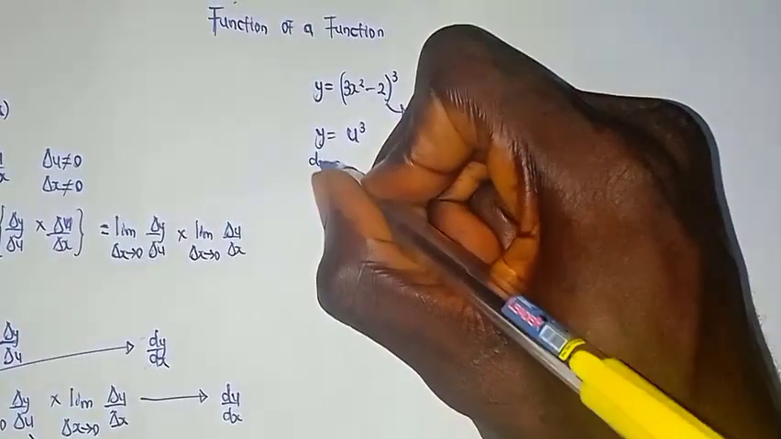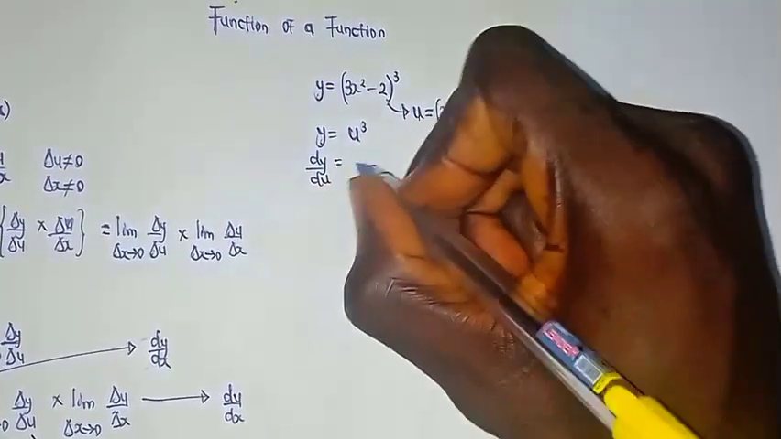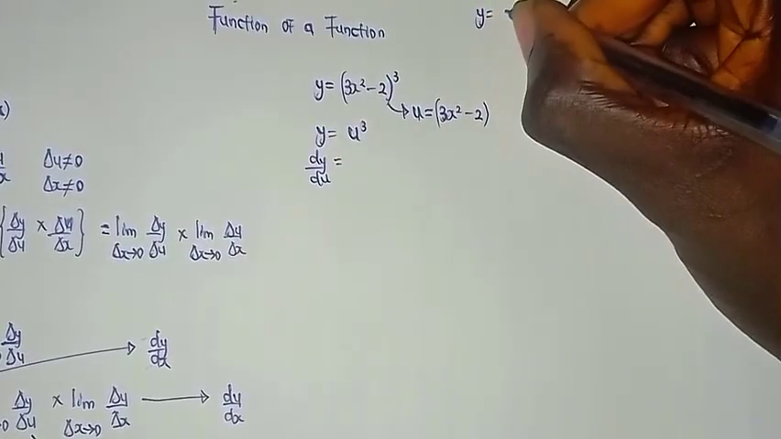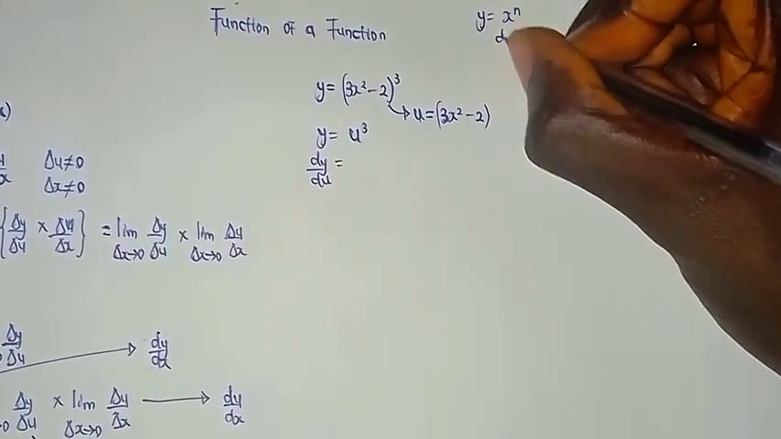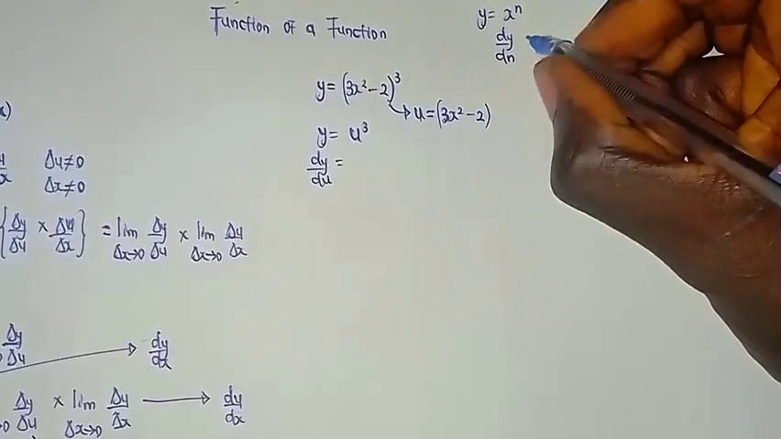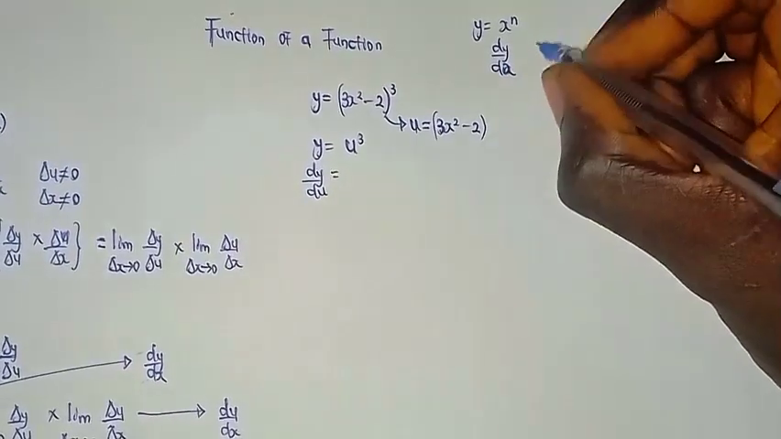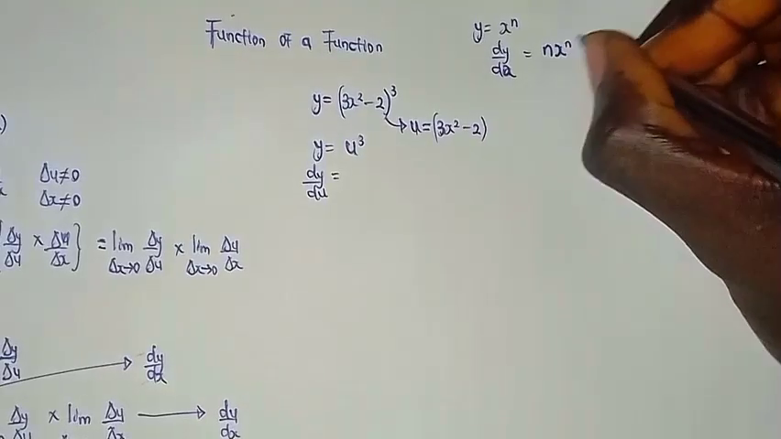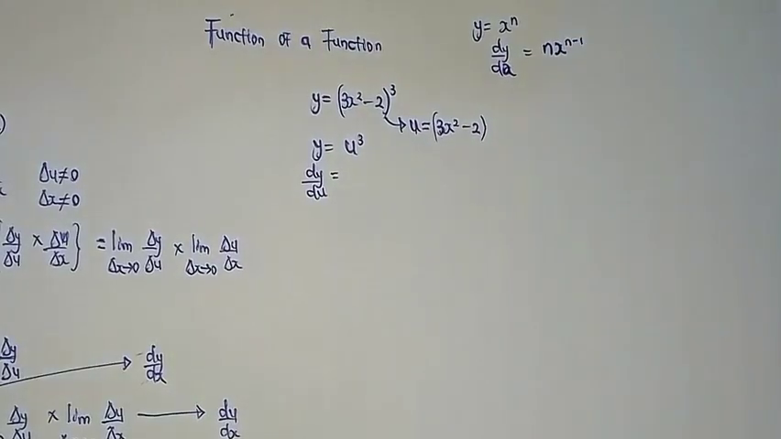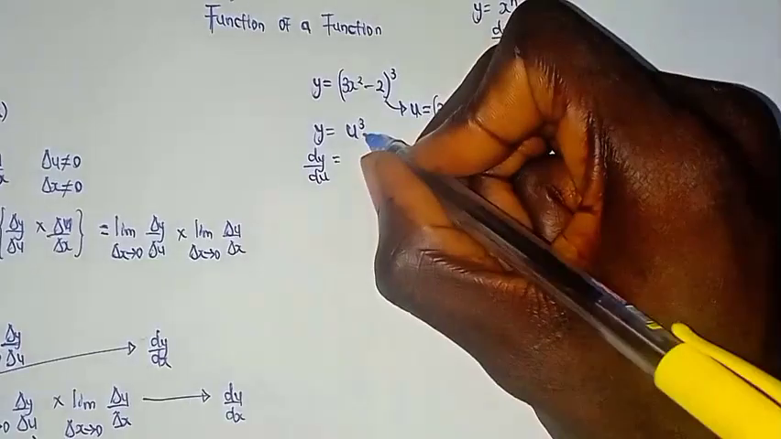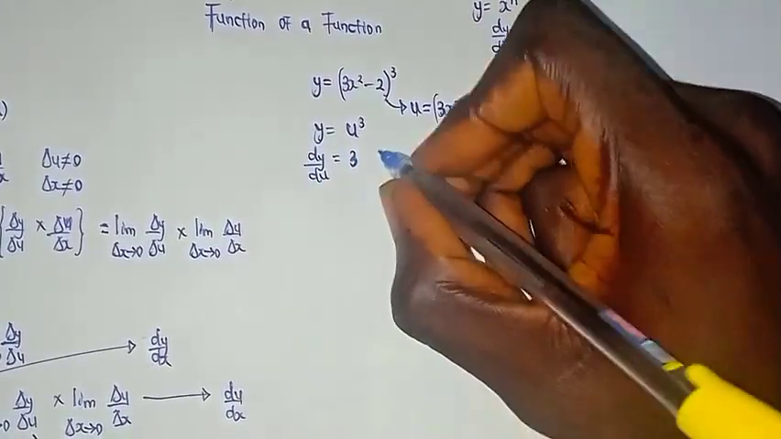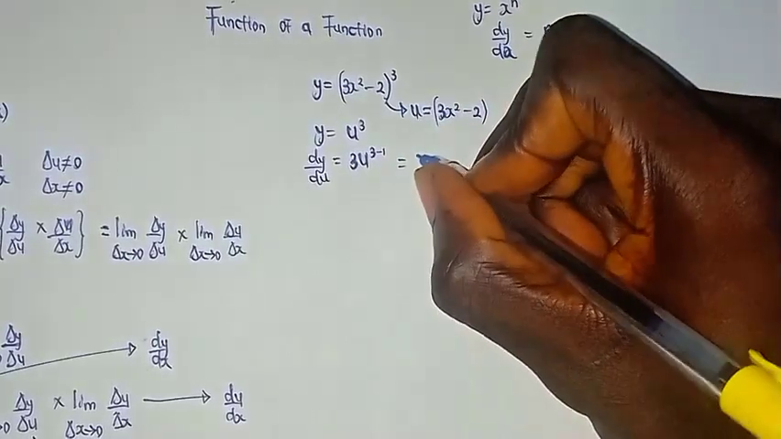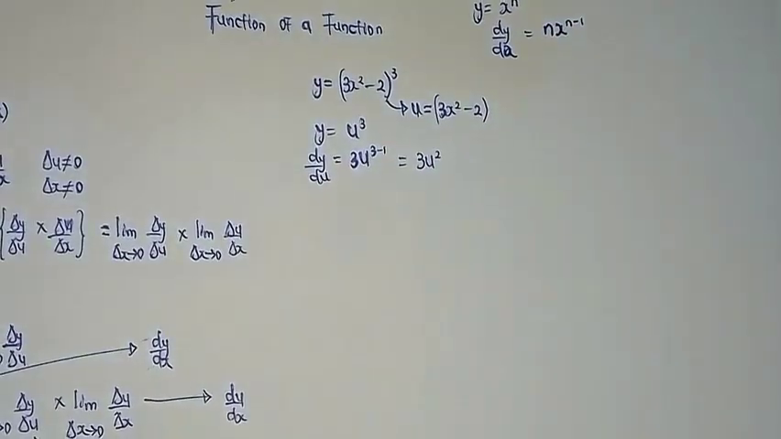So, dy over du becomes, again, the general formula of differentiation. If we have that y is equal to x raised to the power of n, then dy over dx becomes n the power multiplied by x raised to the power of n minus 1, right? So we'll do the same thing here. So this is 3 the power multiplied by u, and then subtract 1 from the power. So this becomes 3u squared, right?